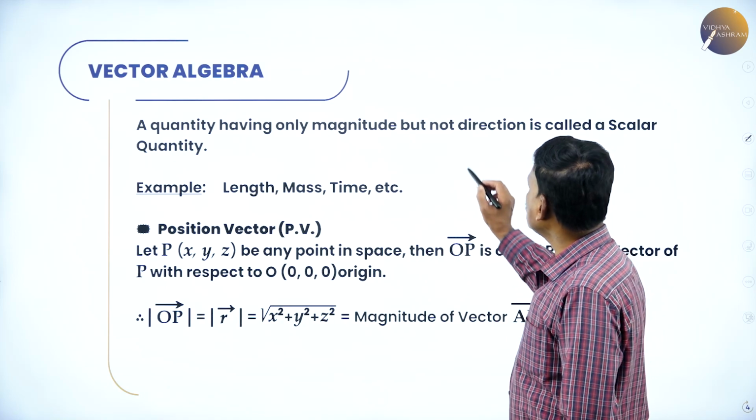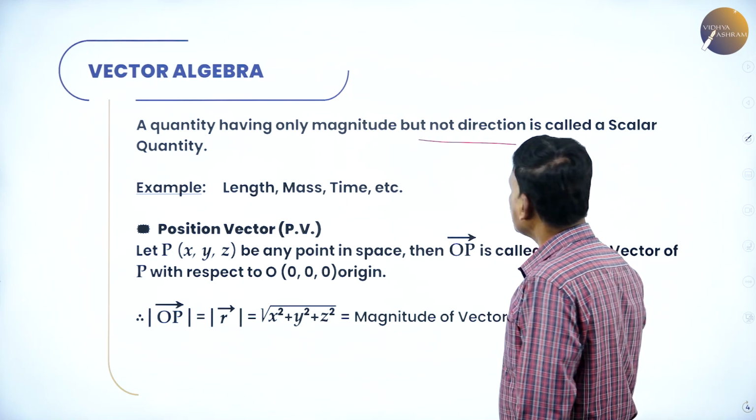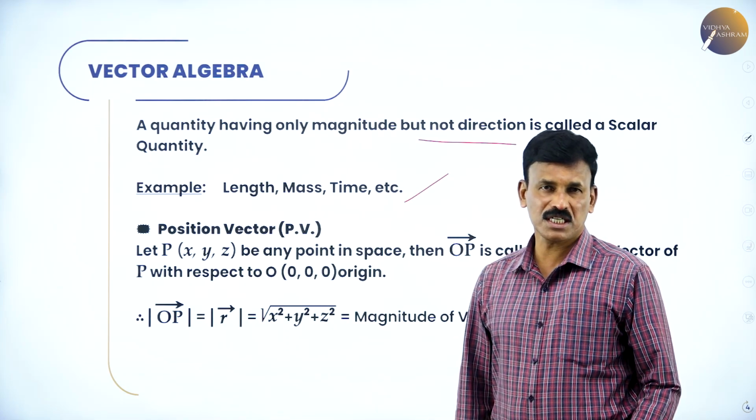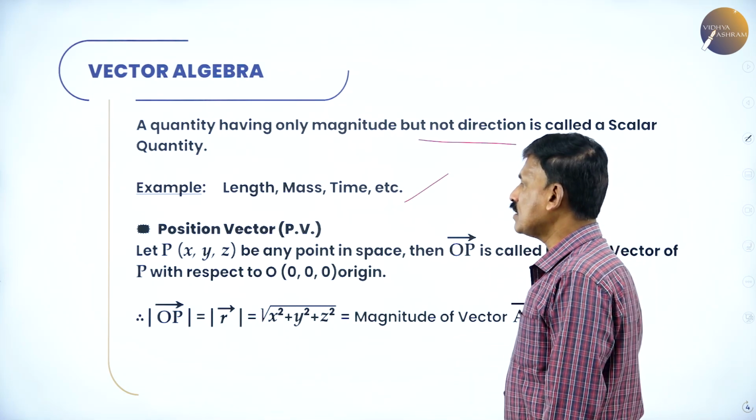A quantity having only magnitude but no direction is called a scalar quantity. Examples for scalar quantities are length, mass, time, etc.